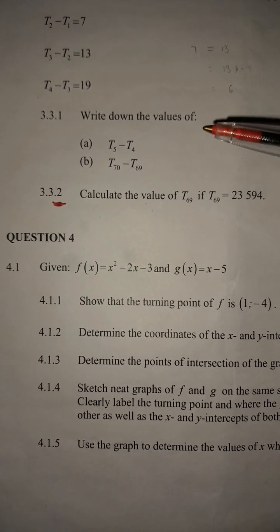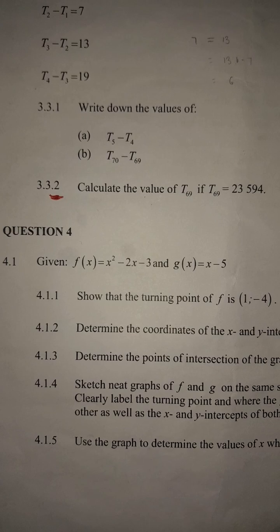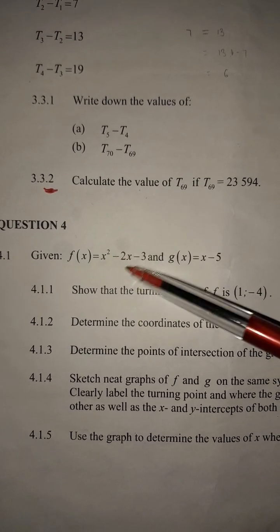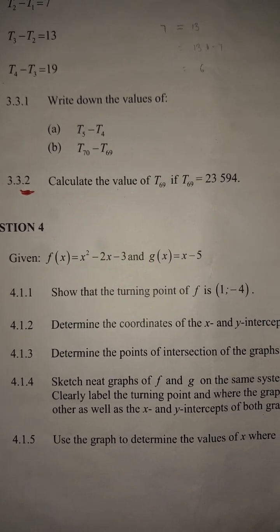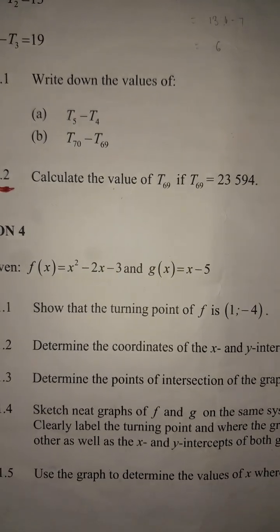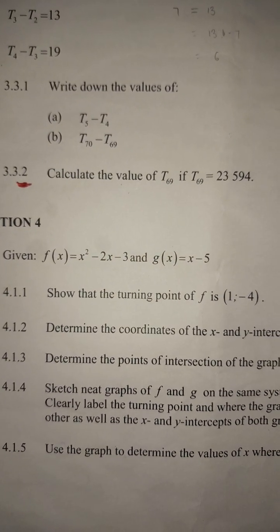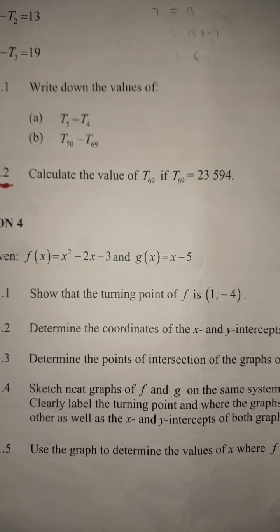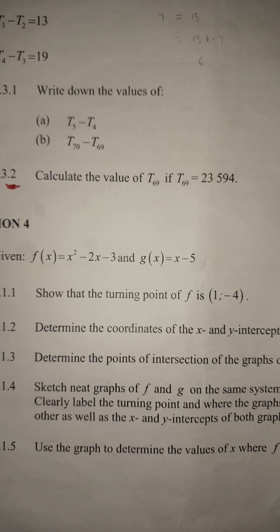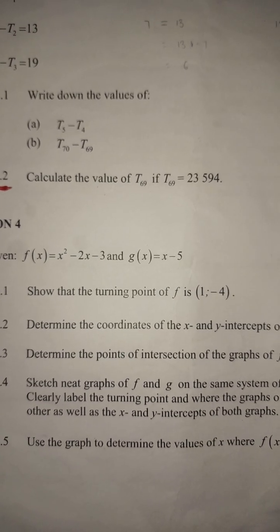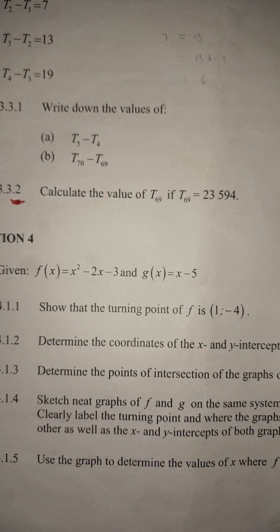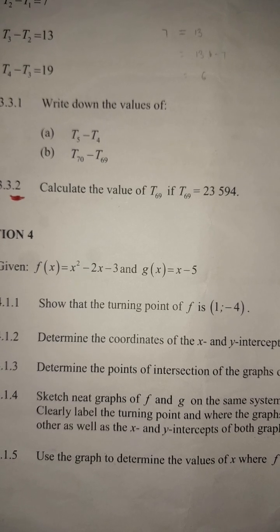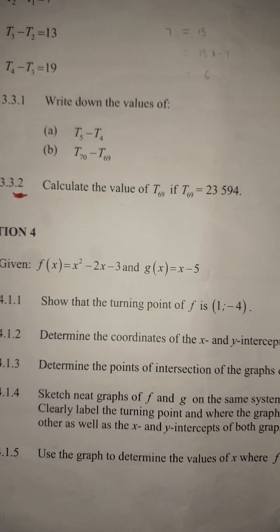As we can see from here, guys, we are given a parabola, f of x, and we're also given a straight line. The first part is that we need to show that the turning point of f is (1; -4). So we're actually looking for the turning point of the graph of f of x. Let's put that into practice without wasting time.